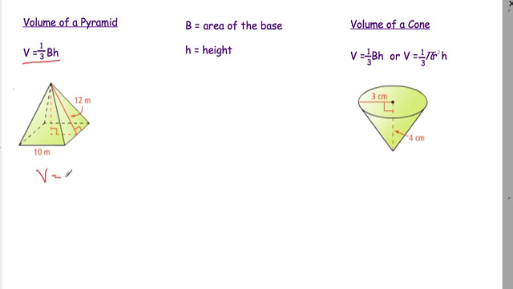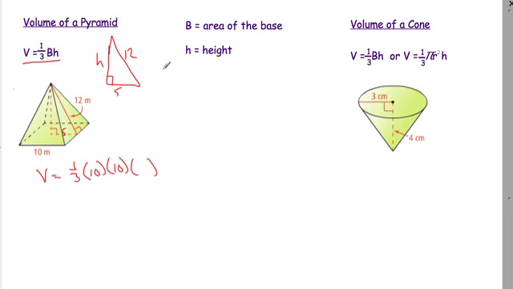So if we look at this, we're going to do 1/3. The area of this is 10 times 10, all right, times the height. Oh, we have to find this height, don't we? So let's find the height using our Pythagorean theorem. That's 12. That's our height. And if this whole thing is 10, then this must be 5.